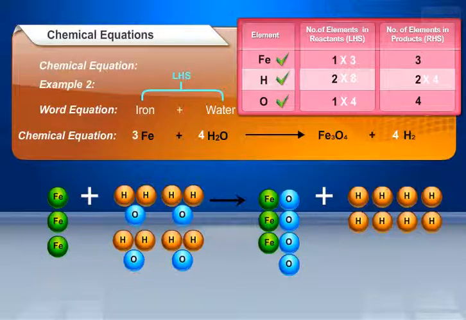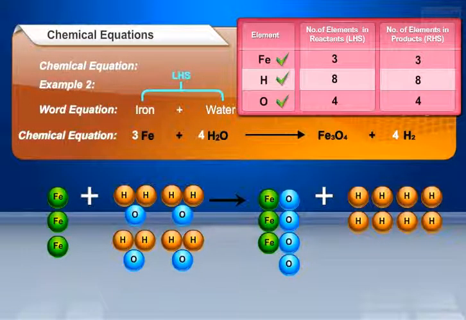Compare once again the number of molecules of element on both sides. Iron. 3 on left-hand side, and 3 on right-hand side. Hydrogen. 8 on left-hand side, and 8 on right-hand side. Oxygen. 4 on left-hand side and 4 on right-hand side. Finally, all the elements have the same number of molecules on both the sides. So, the given chemical equation is balanced. With this, we completed the session on chemical equation.